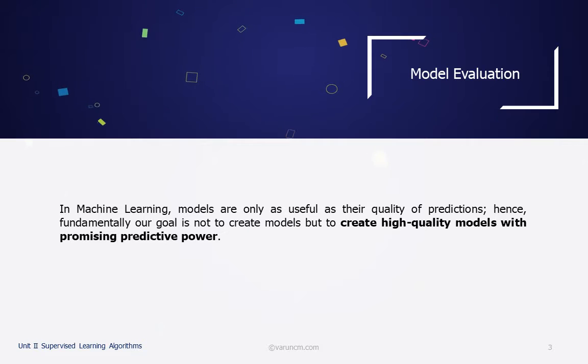In machine learning, we can say that a model is a quality model only if it provides quality predictions. A machine learning model is only useful if it makes quality predictions. So our major objective is to create a high quality model with more predictive power. That is our ultimate goal. For this, there are various methods for evaluating the performance of machine learning models, and we are going to see them one by one.